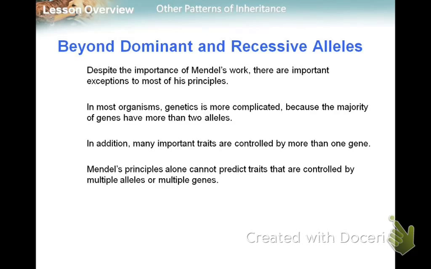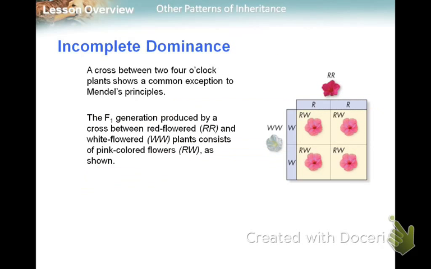In most organisms, genetics is more complicated because the majority of genes have more than two alleles. Also, many traits are controlled by more than one gene. We've been talking about eye color and how not all blue eyes are the same color. There are green eyes, there are hazel eyes, there are different shades of brown. These are from modifier genes that are in addition to the straight brown-eyed, blue-eyed eye color gene. Mendel's principles alone can't predict traits that are controlled by multiple alleles or multiple genes.